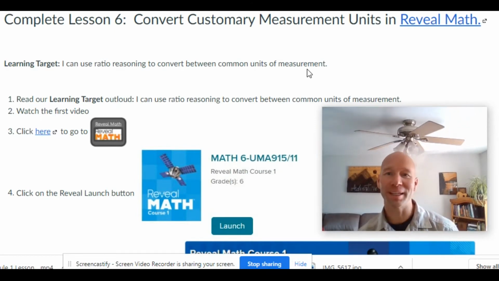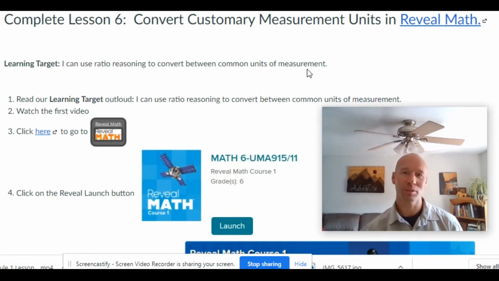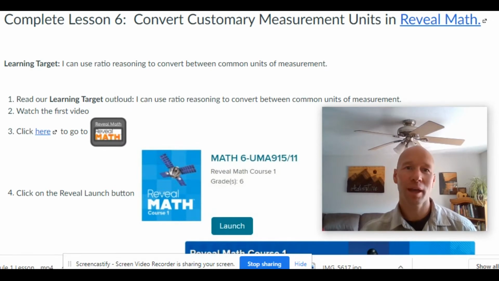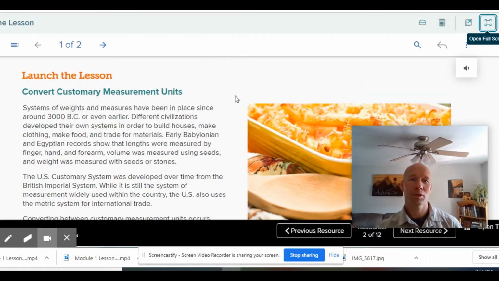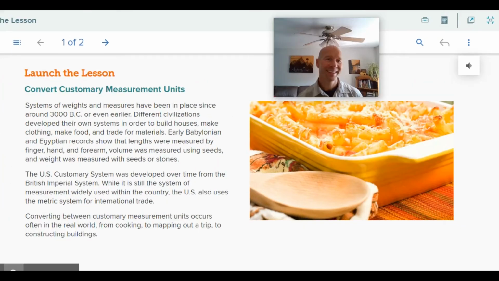So what does that word mean, a unit of measurement? Well, let's look at customary measurement units. Now, it turns out that archaeologists have found that systems of weights and measures have been in place since around 3000 BC, or maybe even earlier than that. Different civilizations developed their own systems in order to build houses, make clothing, make food, and trade for materials.